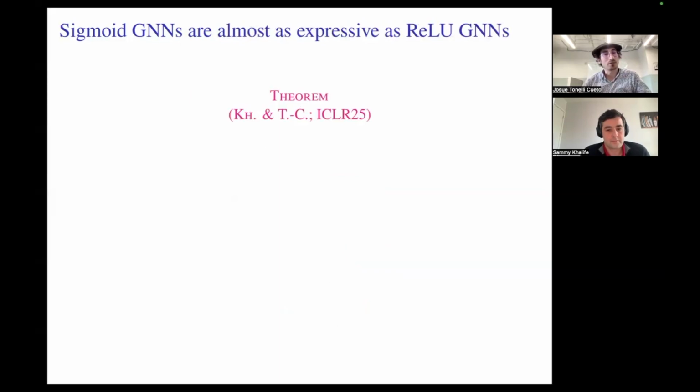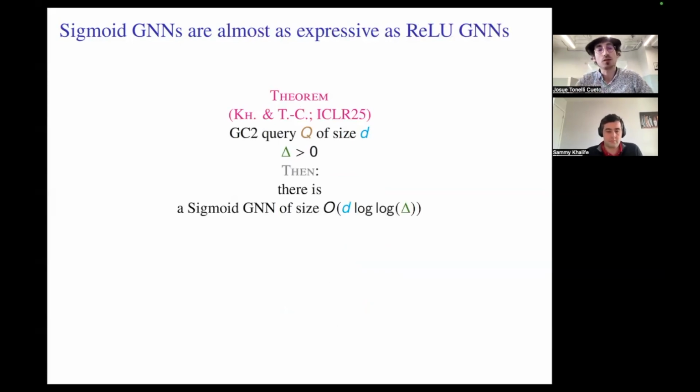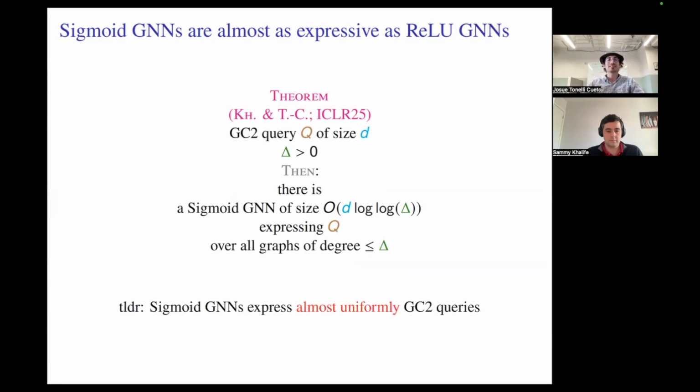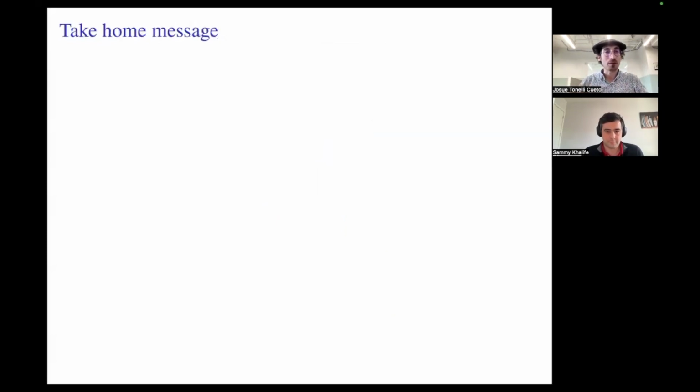However, not all is bad news, because if we are given a GC2 query Q of size D and a parameter delta that is positive, then we can construct a sigmoid GNN of size linear in D times log of delta, this parameter, that expresses Q over all graphs of degree at most delta. Since this dependency is so small on the size of the graph, we will say that sigmoid GNNs express GC2 queries almost uniformly. What's the take-home message of our paper?